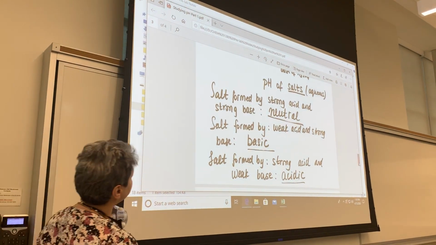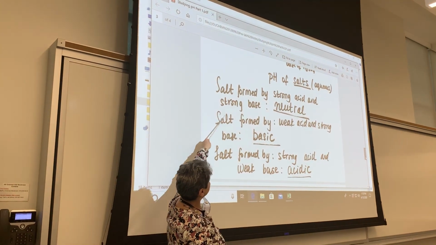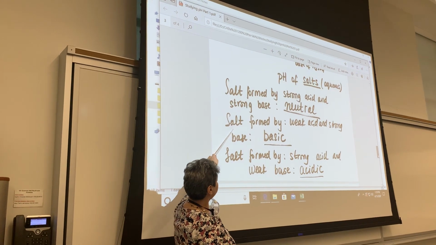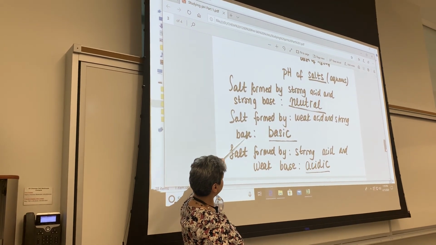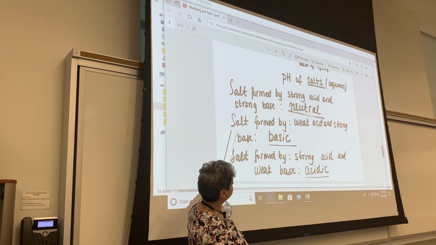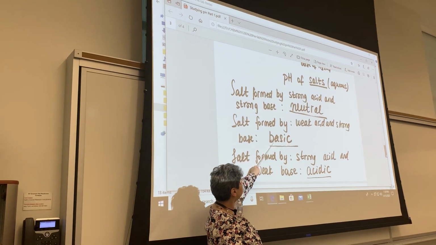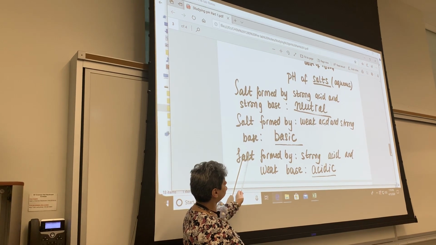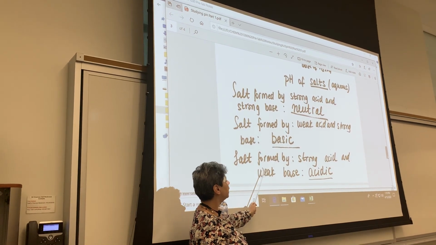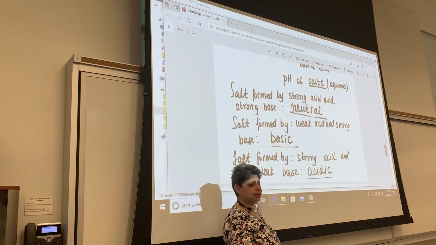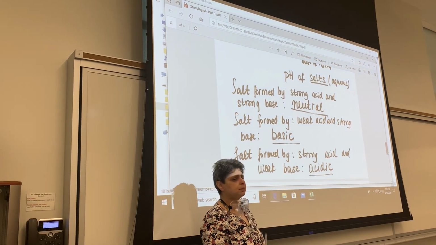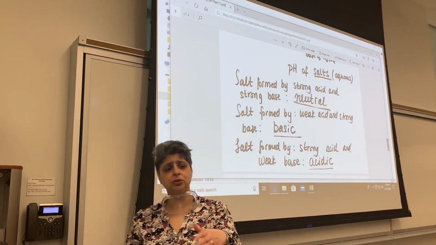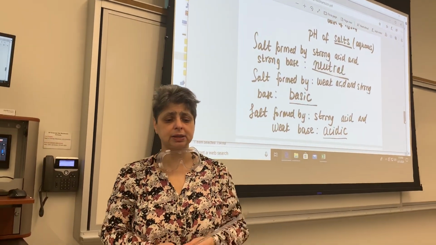For example, if a salt is formed by a strong acid and a strong base, such a salt is expected to be neutral. If a salt is formed by a weak acid and a strong base, the strong base sort of wins over and the salt is going to be basic. And finally, if a salt is formed by a strong acid and a weak base, then such a salt will be considered acidic. So I'd like to change things up a little bit, and I would like to show you some things first and then we can discuss.